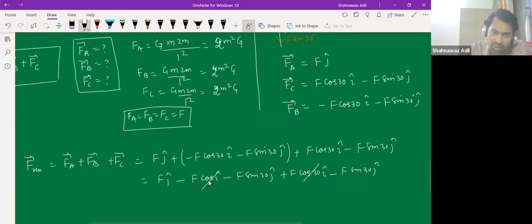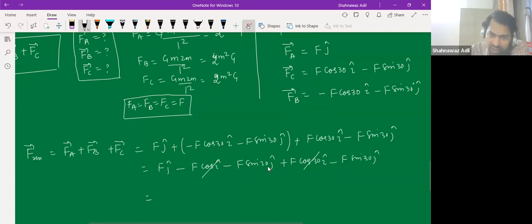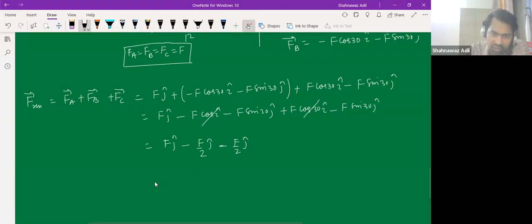Yes, sir. So we have the resultant force in the J direction. This is F J minus sine 30, which is half, so F by 2 J hat, and that is F by 2 J hat. So then what would this be? This is 0. F minus F by 2 minus F by 2 is 0.